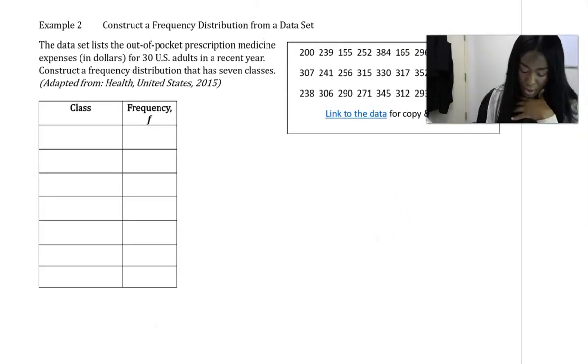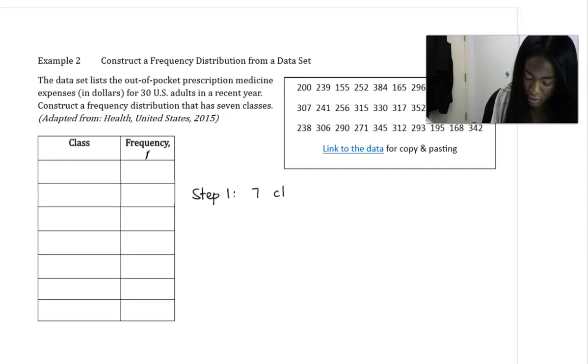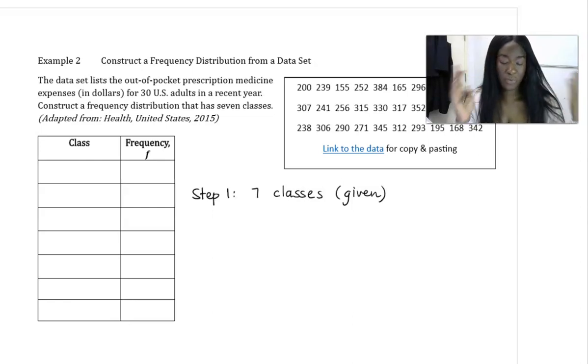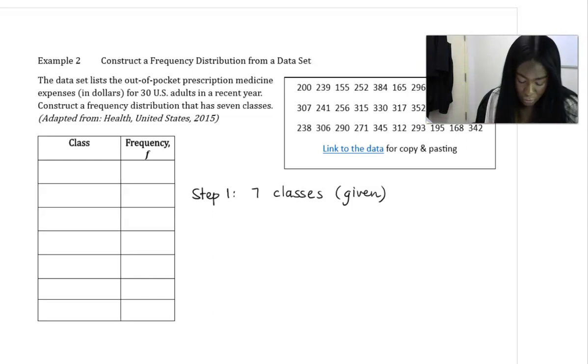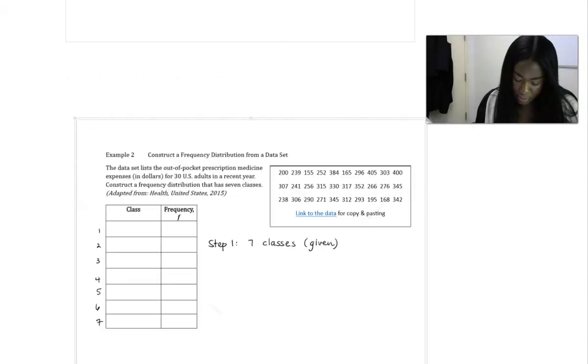Okay, so looking at this example here, step 1, we want to figure out the number of classes. Well, we already know that there's going to be 7 classes because that was given to us. So really quickly, example 2, this is a list of prescription medicine costs in dollars from 30 adults in a recent year. And we want to build a frequency distribution for this. So we're going to follow these steps as we go through them. And I know there's 7 classes because I've left 7 rows out in that table there.